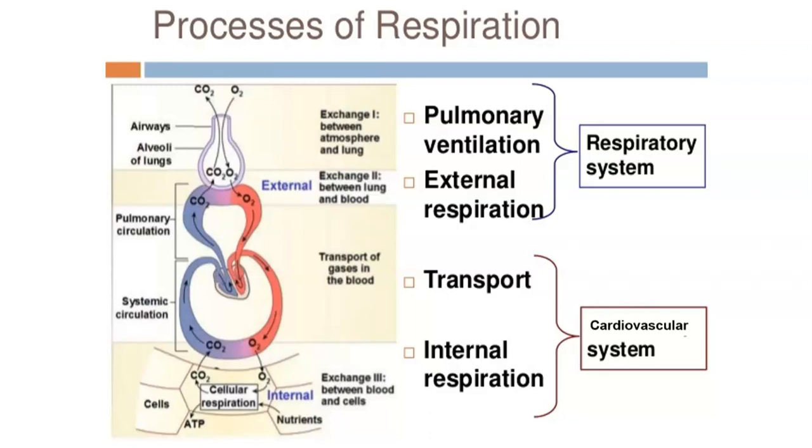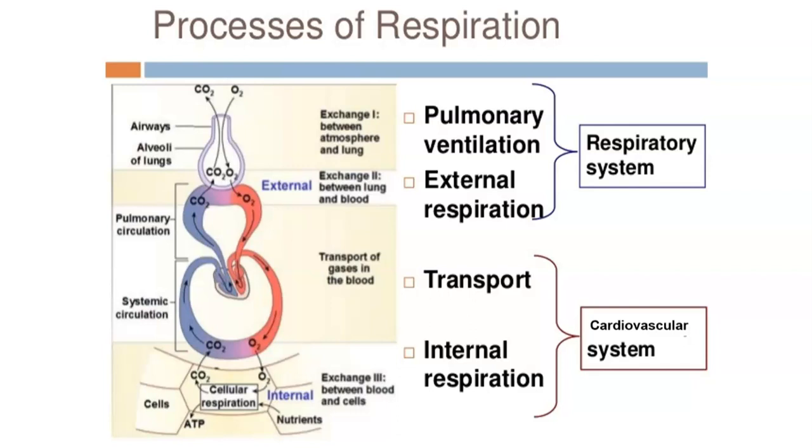The cardiovascular system, on the other hand, controls transport and internal respiration. Transport involves the movement of blood by the heart so that it can circulate to all tissues of the body to make those exchanges possible. And internal respiration is the exchange of oxygen and carbon dioxide gas between the blood and the tissues.